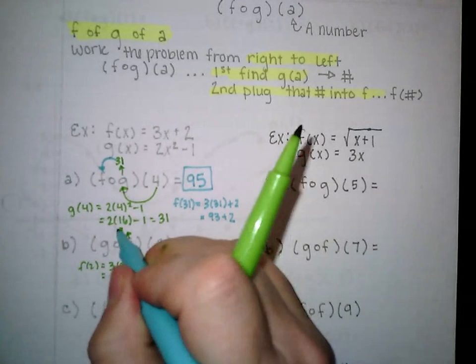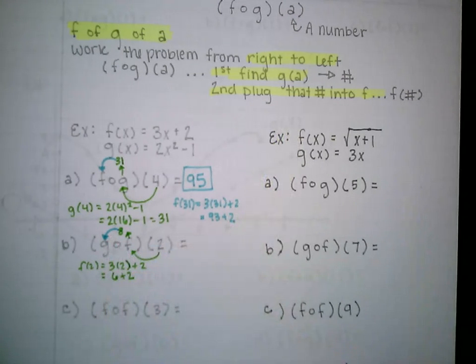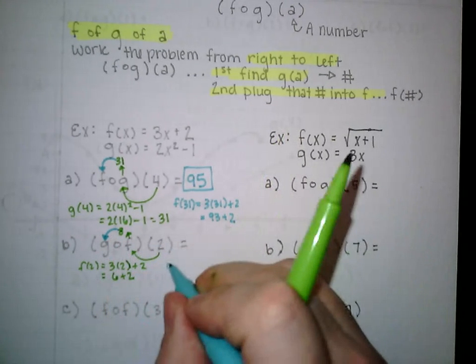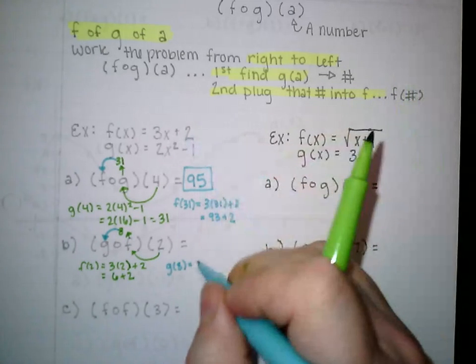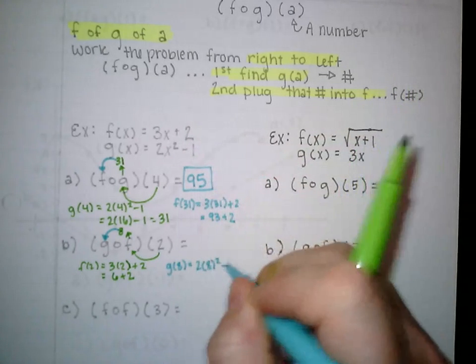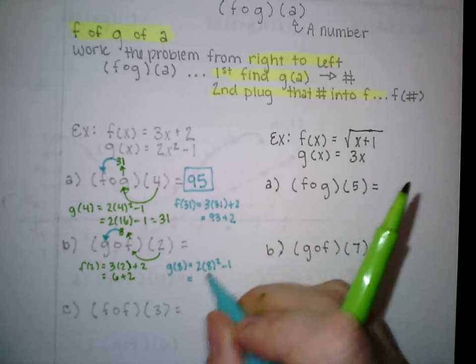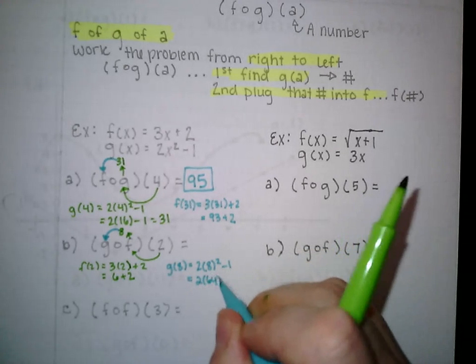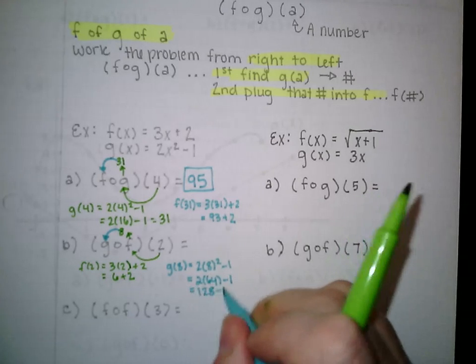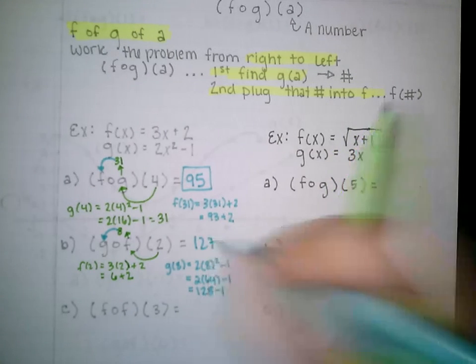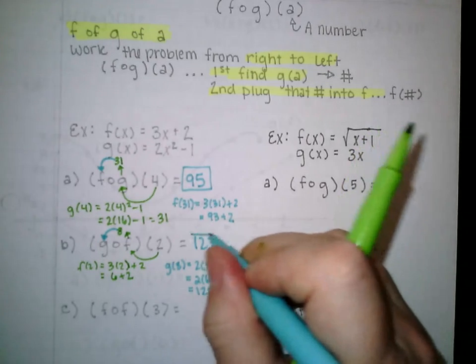We take that output of 8 and put it into g of x. So g of 8 would be 2x squared minus 1. So 2 times 8 squared minus 1, which would be 64 minus 1. That's 128, right? So 127 would be our final answer.